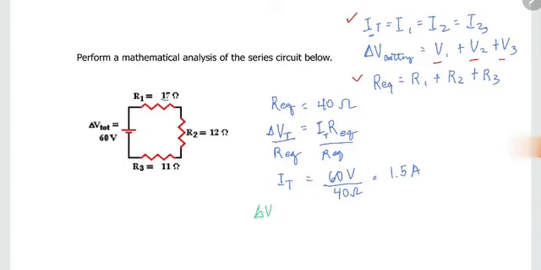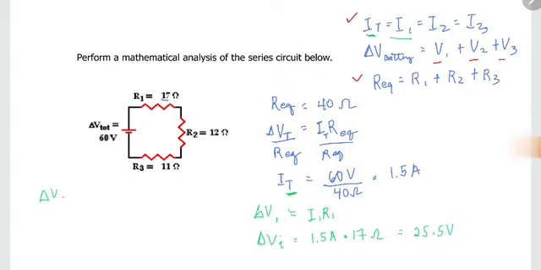So, voltage drop across resistor 1, R1. That's I1, not I. So, I1 is equivalent to the I total, right? 1.5 amperes times the 17 ohms of resistance. That will be 25.5 volts. Okay, let's move here.